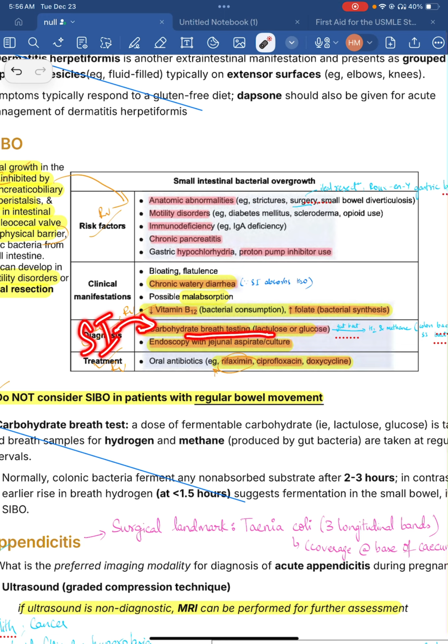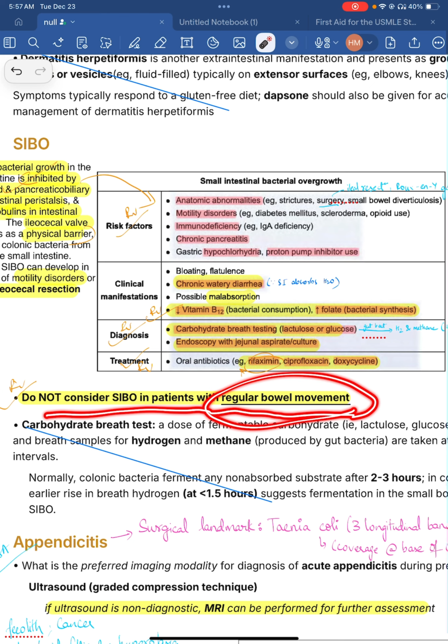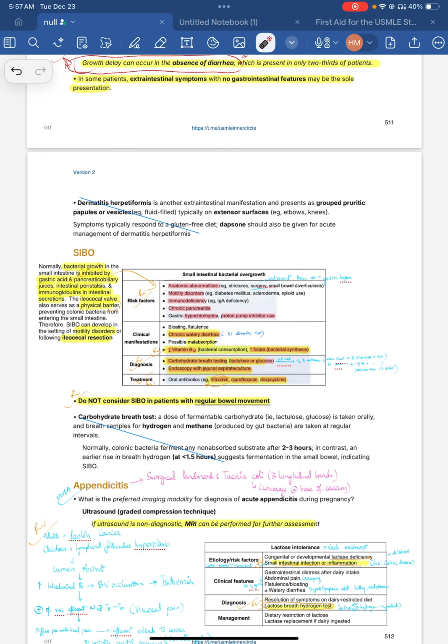You can see breath testing can be done for lactulose. Endoscopy should be done. Oral antibiotics are the treatment. And important thing, do not consider SIBO in patients with regular bowel movement. If the patient has normal bowel movement and you're imagining that this is SIBO, then you are in a wrong direction. That is it for SIBO.